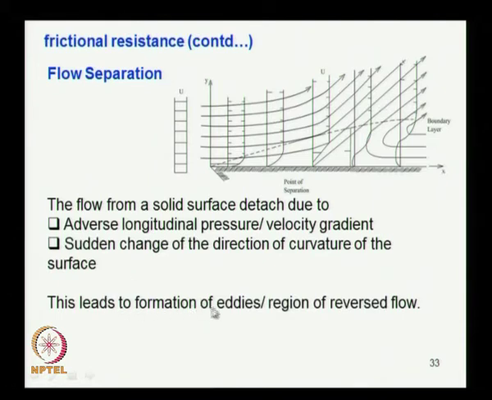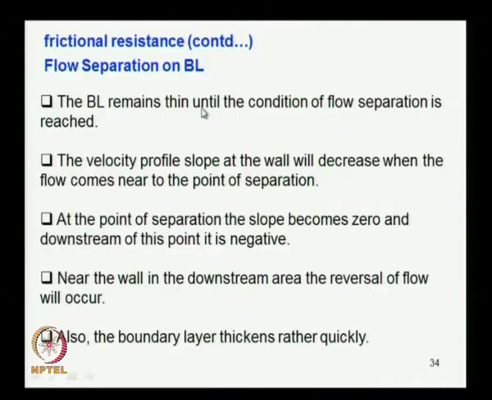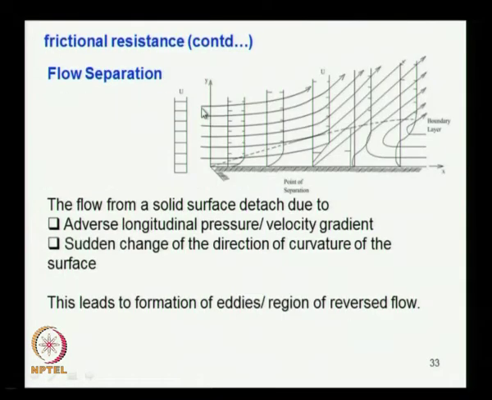So once the flow separates, eddies are formed and you get a reverse flow, that is what you are seeing, the flow is getting a reverse flow here. So that is how the eddies are formed. The boundary layer remains thin until the flow separates. You have seen that here it is usually small, and when the flow separates, the boundary layer thickness jumps up, it increases drastically.